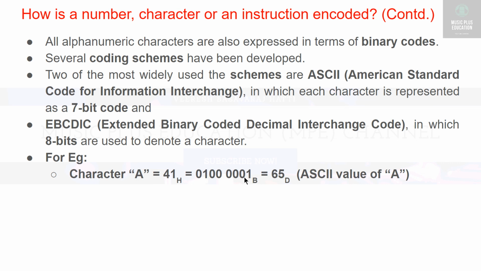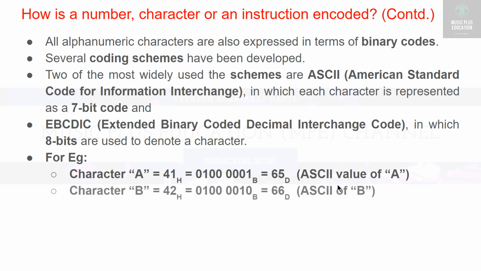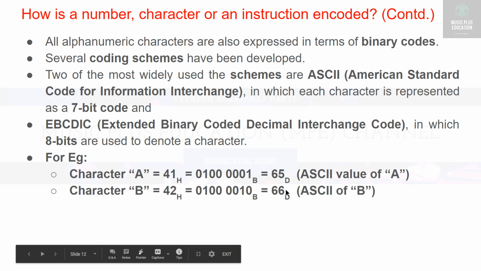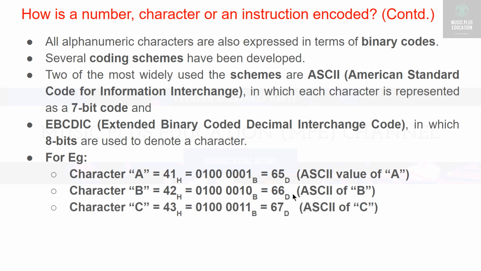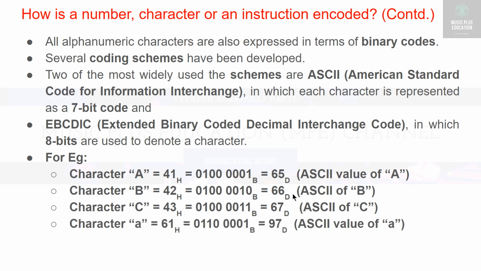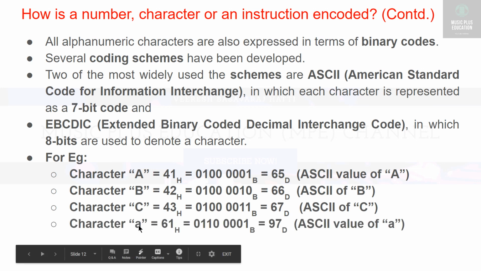How do you convert it from hexadecimal to binary and decimal? Please watch my previous video, then you'll understand this one. Next, capital B is 42H, converted to binary. Capital C is 43H. Lowercase a is 61H, or 97D. This ASCII value of lowercase a is 61H or 97D. What is the value of character B? Please comment below.